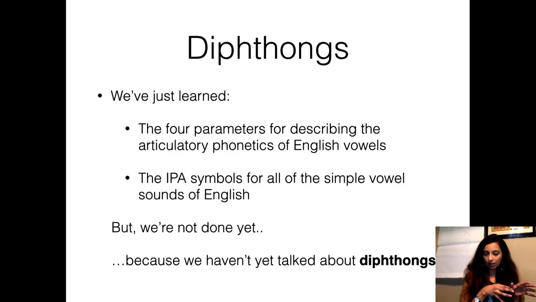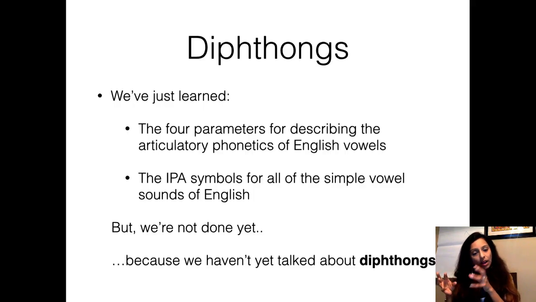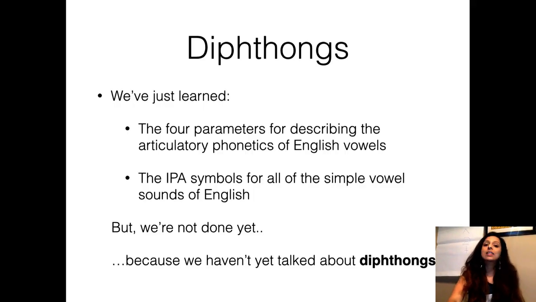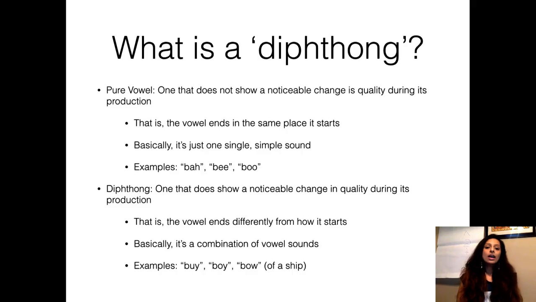We've talked about the pure vowels, and now we're going to talk about slightly more complicated vowels, called diphthongs. When you have a pure vowel, the vowel starts and ends in the same place. So these are examples of a pure vowel: ba, bi, boo, etc. But when you have a diphthong, it starts in a different position from where it ends, because it's a combination of vowel sounds. Here are some examples of diphthongs in English: buy, boy, and bow, etc.